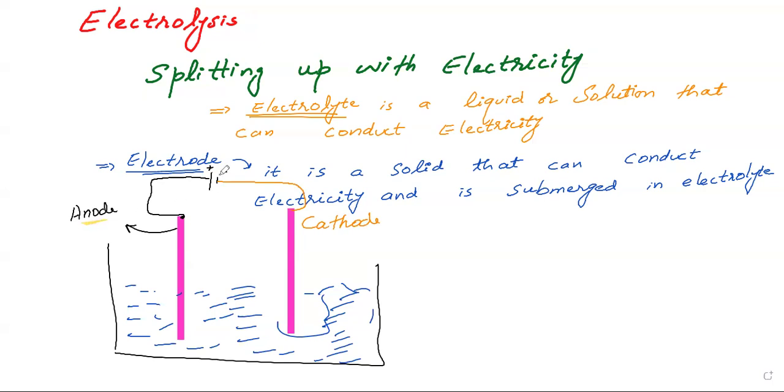What is the anode? The anode is a positive electrode. Here you can see, guys, the anode is connected to the positive terminal of the battery. The cathode, which is the other electrode, is connected to the negative terminal of the battery. So the anode is the positive electrode, and we call the cathode the negative electrode.